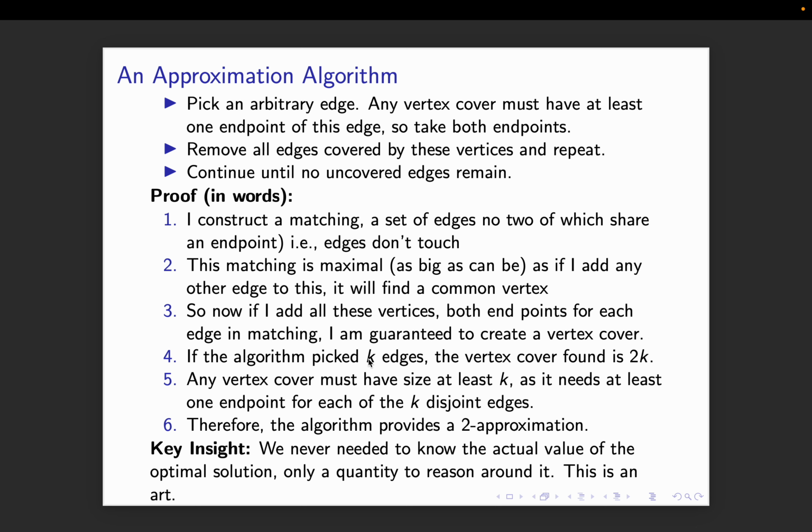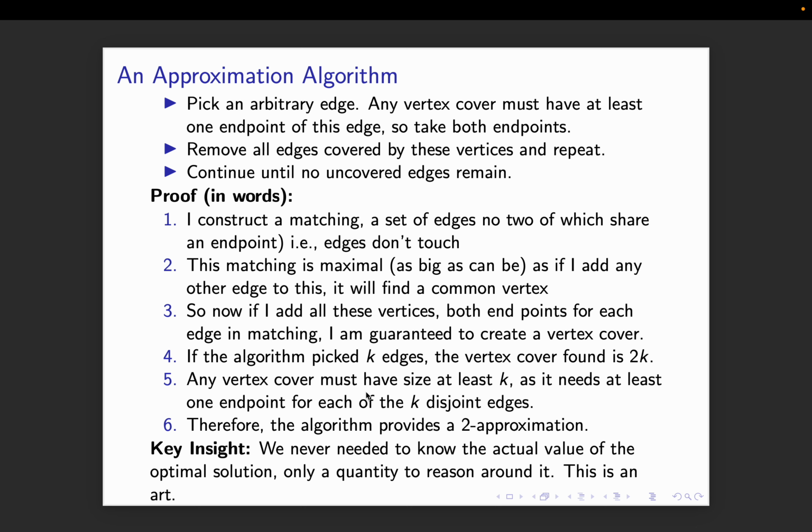So if the algorithm picked k edges, the vertex cover found is of size 2k because I take both the endpoints. Now any vertex cover that I pick must have size of at least k, as it needs at least one endpoint for each of these k disjoint edges. So the k edges that my algorithm has selected are disjoint. They do not share any common vertex with each other, right?